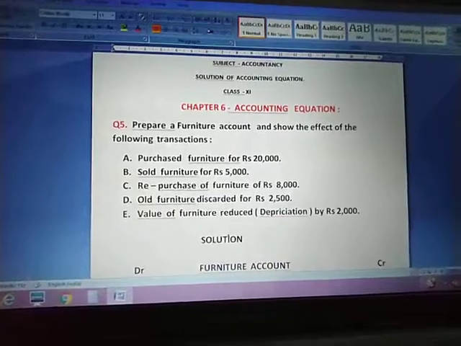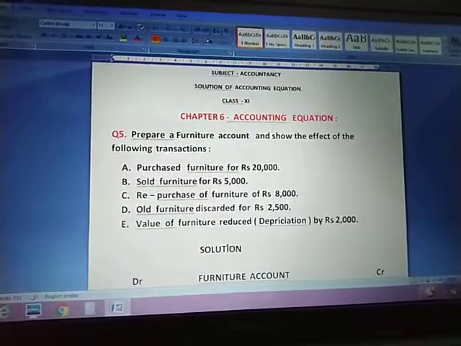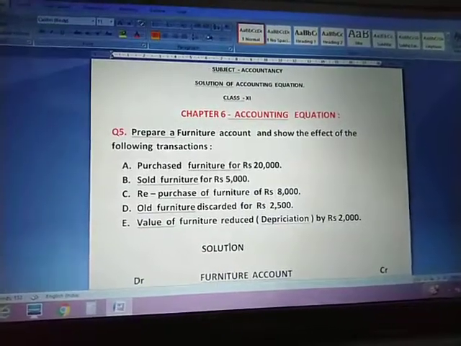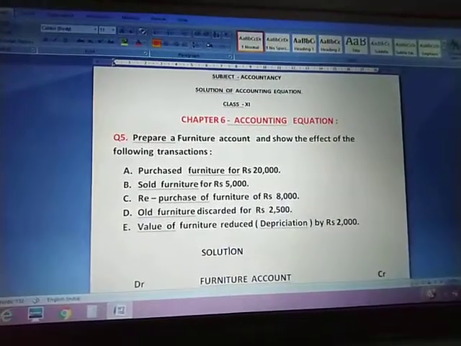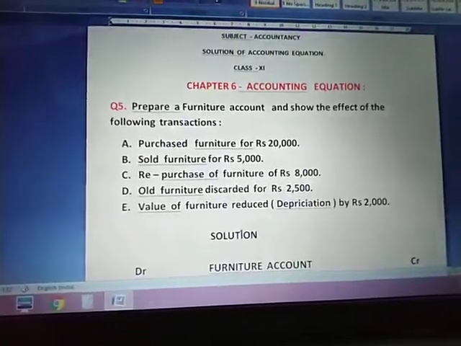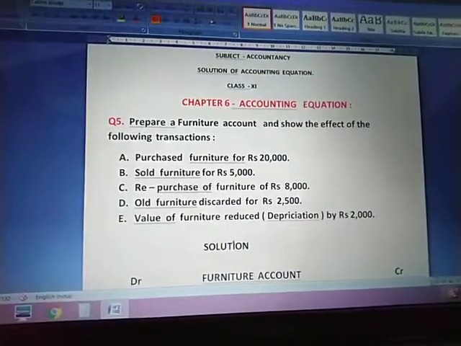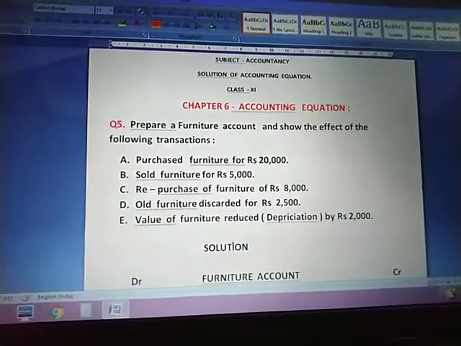Hello students, today we will be learning about how to prepare a ledger account. In this question I will be teaching you how to make an asset account, and for example I have taken the furniture account. Here are some transactions given to you, and we will learn how they will affect the ledger account.